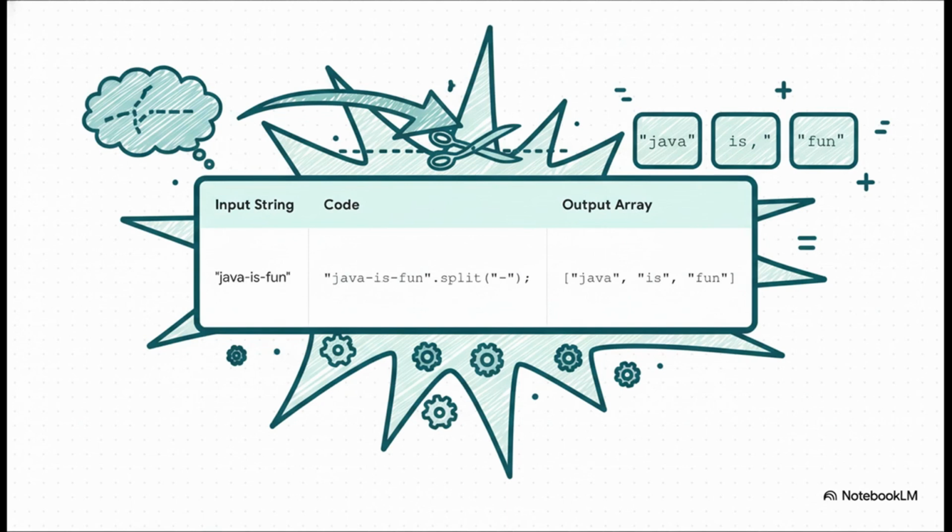The .split method is awesome. It's incredibly powerful. It takes a string and shatters it into a bunch of smaller strings, which we call an array, based on any separator you give it. Here, we're splitting it up everywhere we see a hyphen.